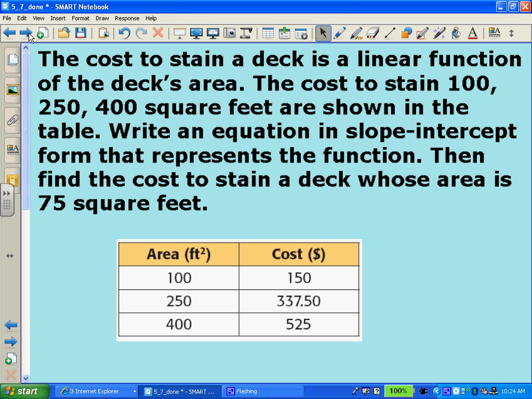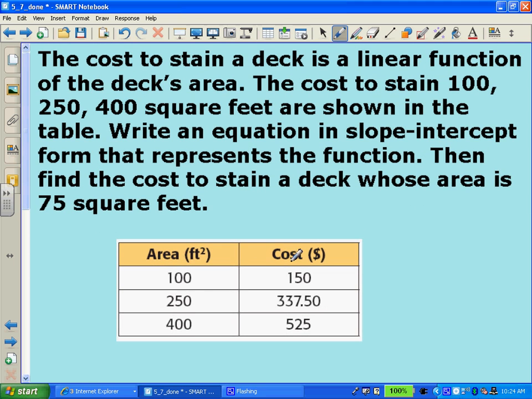So the cost to stain a deck is a linear function of the deck's area. The cost to stain 100, 250, and 400 square feet are shown in the table. Write an equation in slope-intercept form that represents the function. Then find the cost to stain a deck whose area is 75 square feet.